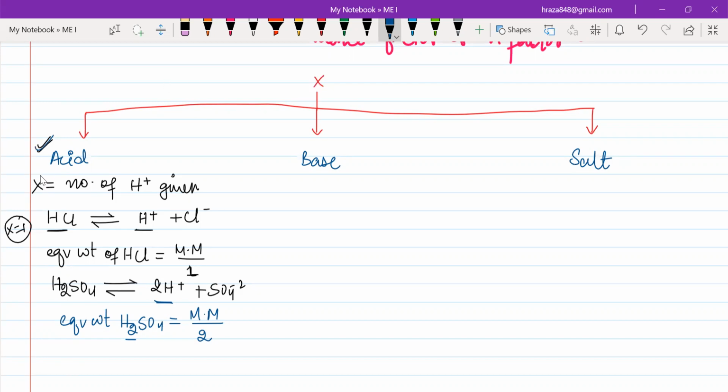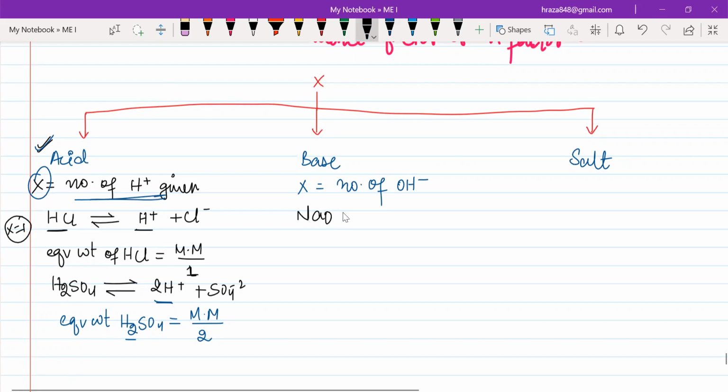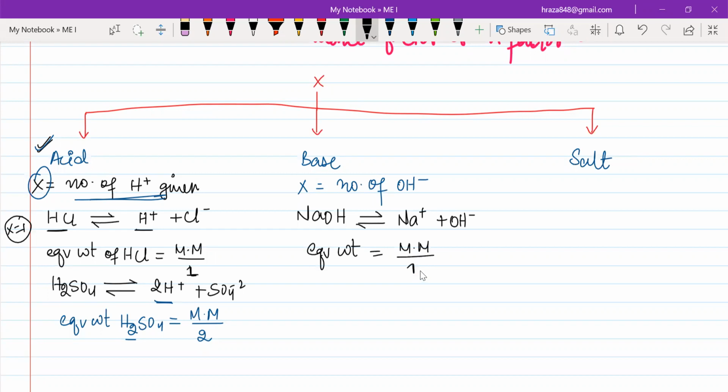If it is an acid, then X will be equal to the number of H plus, and if it is a base, then X will be equal to the number of OH minus given. So if you have NaOH, sodium hydroxide, how many OH minus will it give? One. So the equivalent weight of NaOH will be equal to the molar mass of NaOH divided by 1. The value of X for NaOH will be 1.